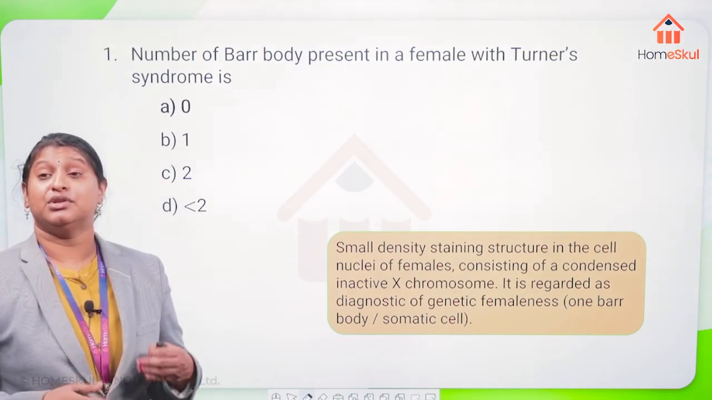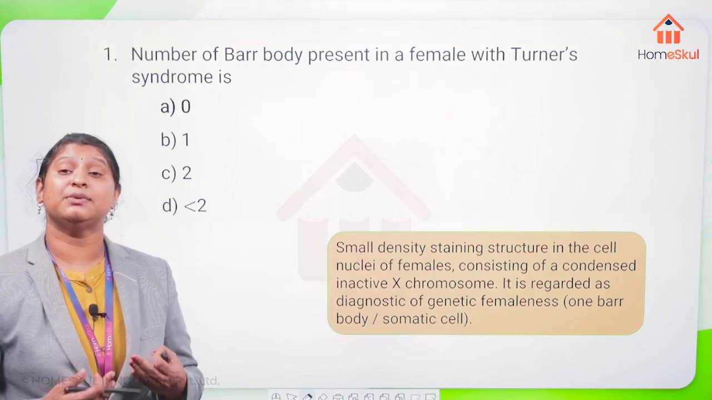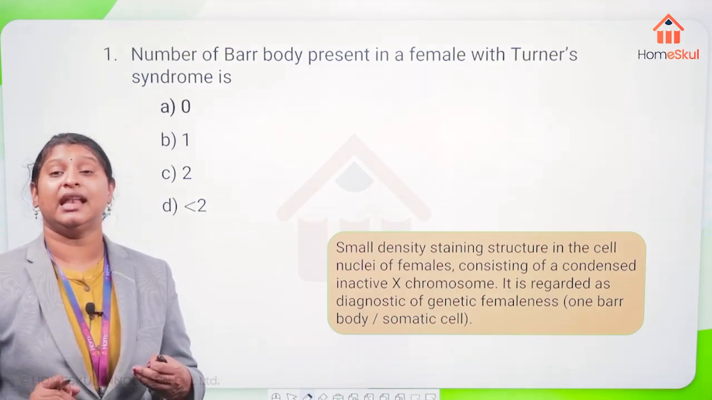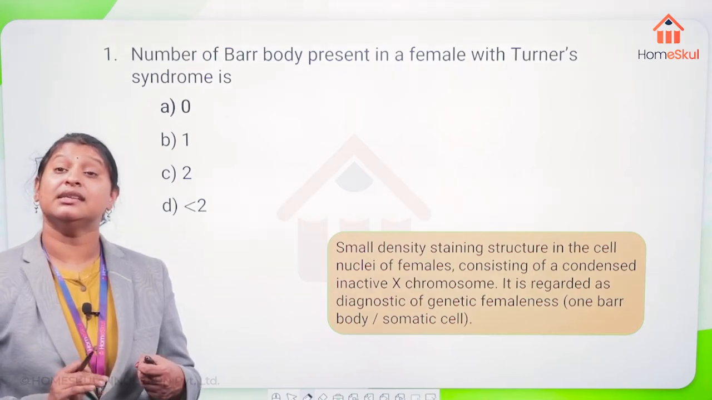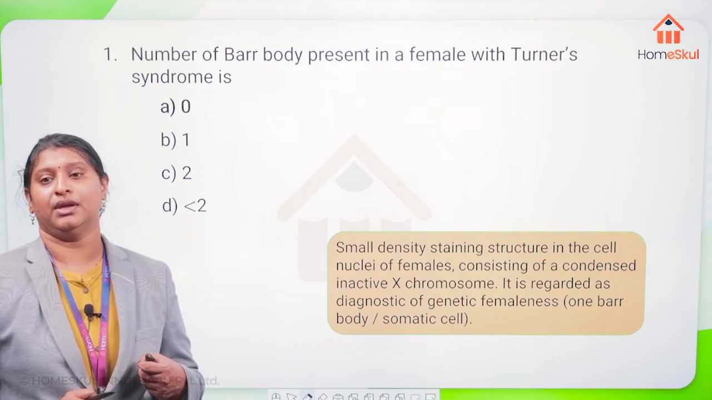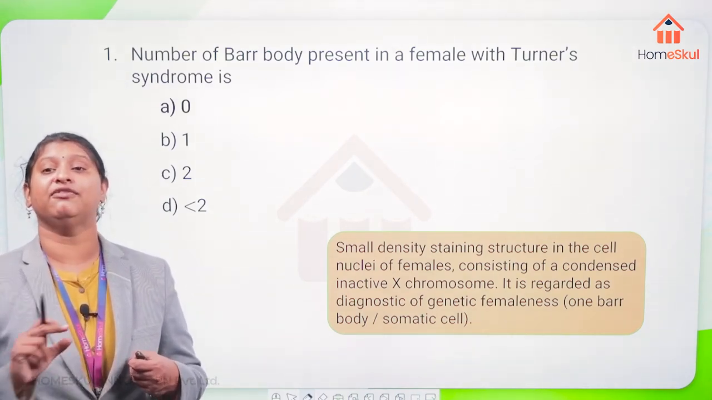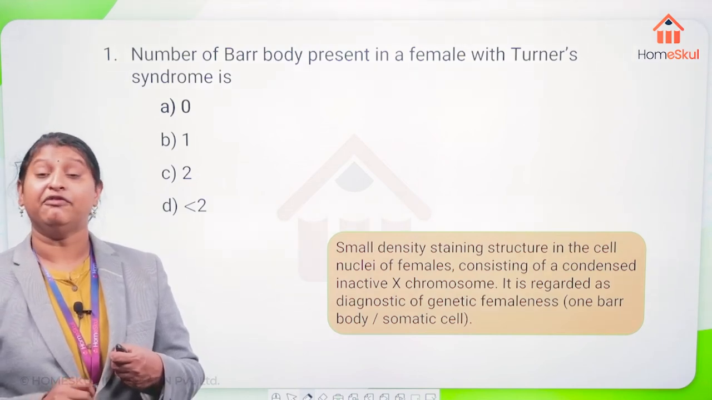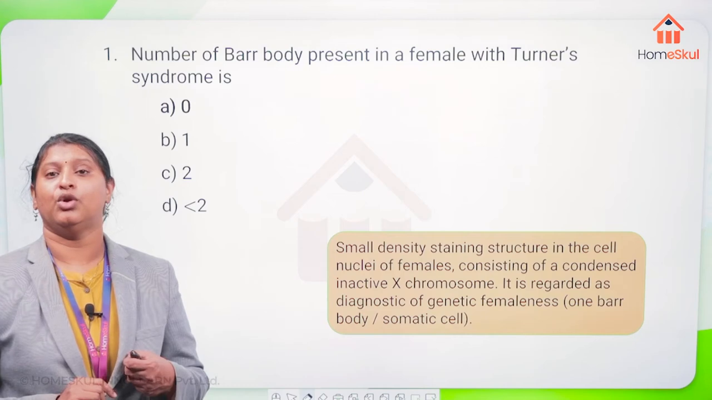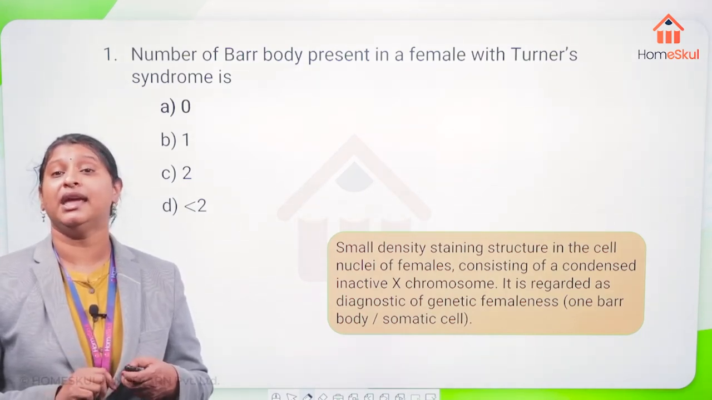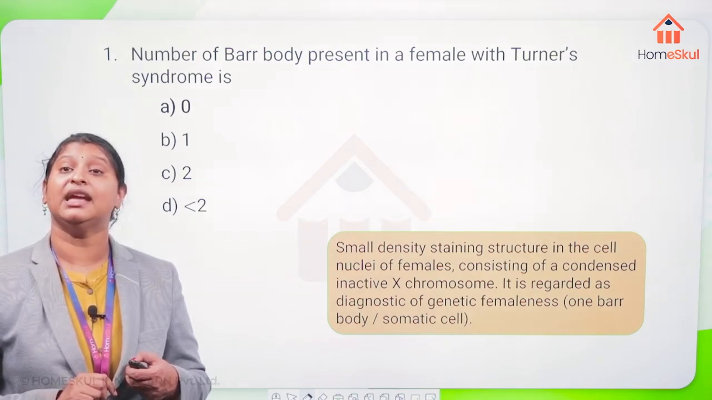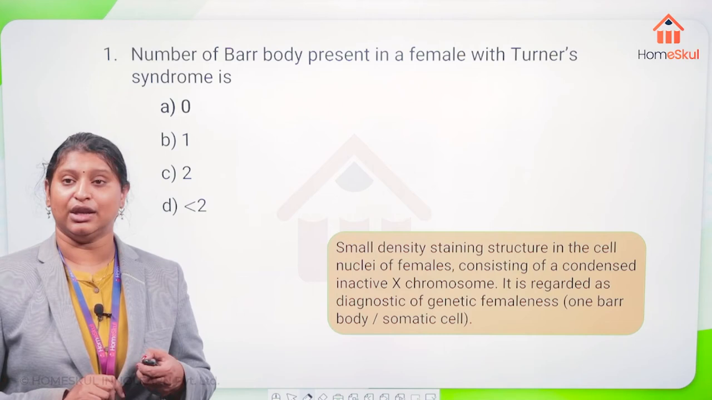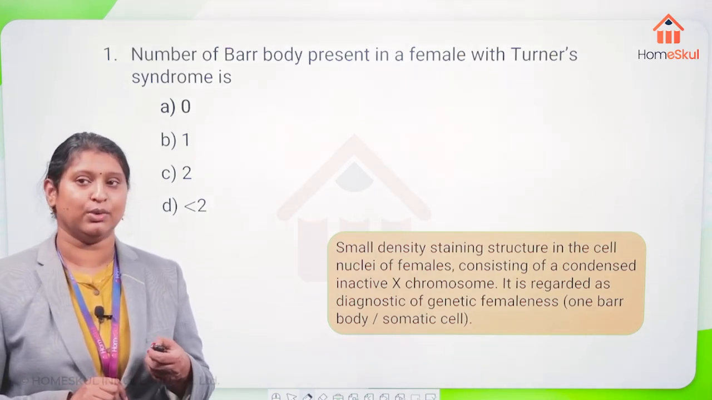I am giving you an explanation about the bar body. It is a small, densely staining structure in the cell nuclei of females, consisting of a condensed inactive X chromosome. It is regarded as diagnostic of genetic femaleness. One bar body will be present in a somatic cell. In Turner syndrome, only one X chromosome will be there, so the bar bodies will be 0. The number of bar bodies present in a female with Turner syndrome is 0. Hope you understand the concept behind this question.